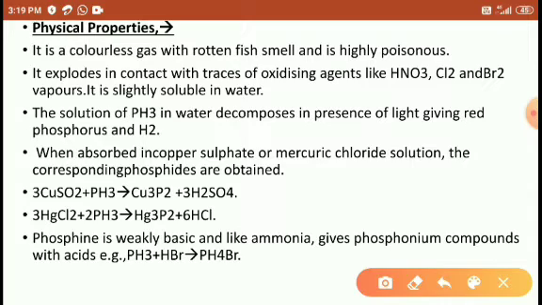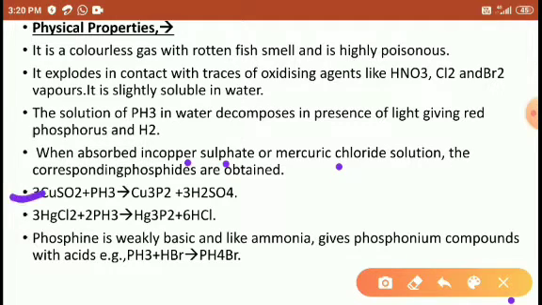Phosphine in water decomposes in the presence of light, giving red phosphorus and hydrogen gas. When it is absorbed by copper sulfate or mercury chloride solution, the corresponding phosphide is obtained.